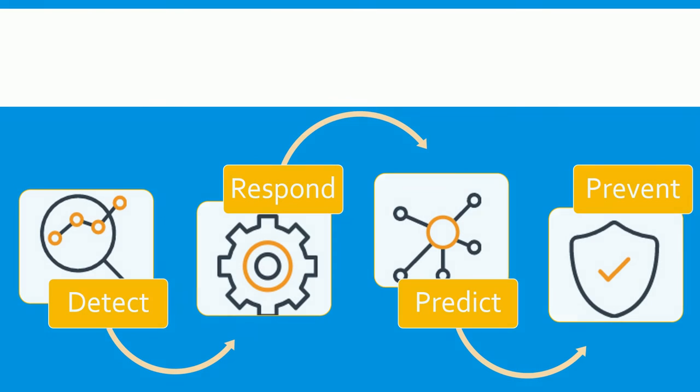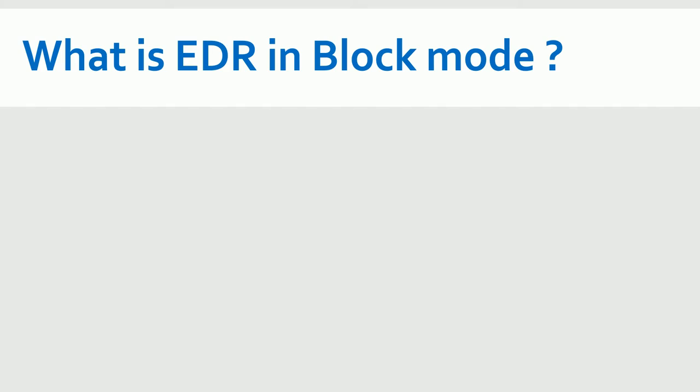So now let's understand how this logically works. When any malicious activity or threat is detected, first it goes to the detect mode, then it goes to respond, then predict, and then it will prevent. That means it remediates and it protects your infrastructure.